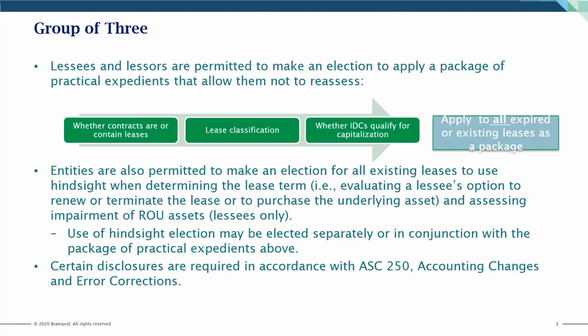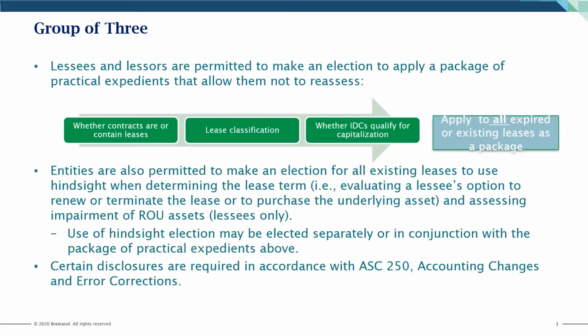The second one is I don't have to go back and reassess whether I have an operating or finance lease. And the third one is whether I have an IDC that qualifies for capitalization. So what does that mean exactly? I don't have to go back and look at my old contracts to understand whether I have a finance or operating lease. And then I don't have to go back and say whether I should have capitalized my initial direct costs. In my previous assessment under ASC 840, I would have already done that. So I do not have to go back and reassess whether I have already capitalized or not capitalized.